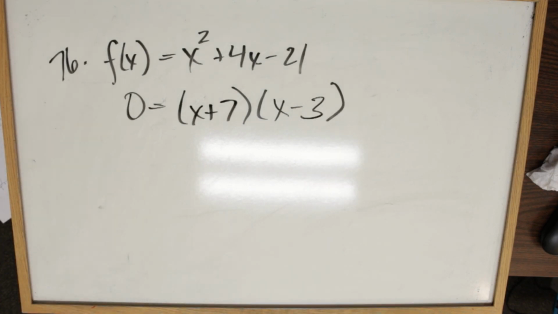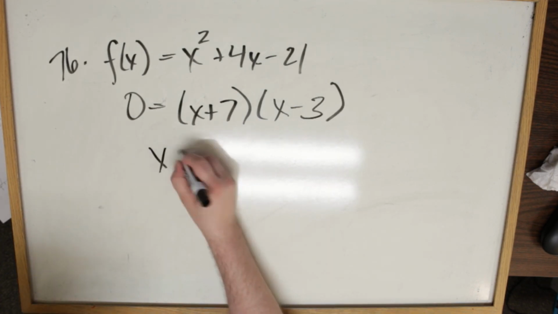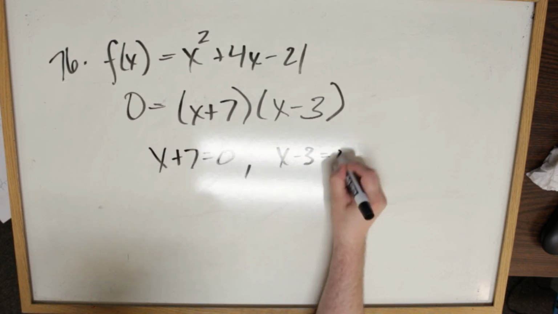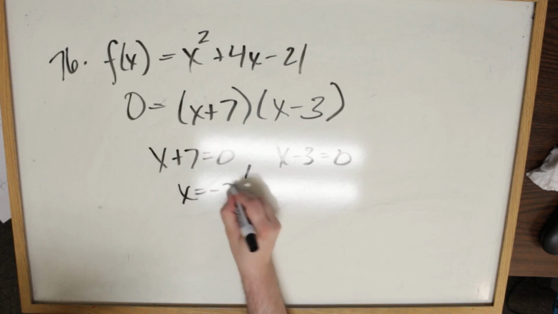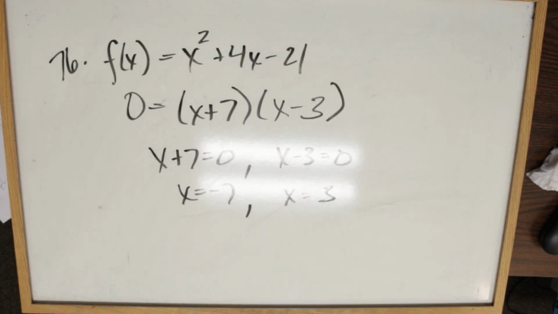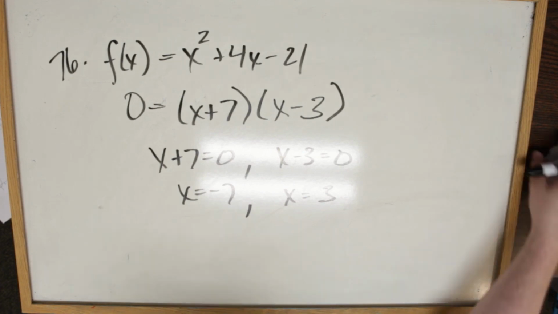Okay? So now I set both equal to 0 and solve. So x is equal to negative 7. x is equal to a positive 3. Okay. And those are our solutions to that problem. Those are the zeros of that problem.